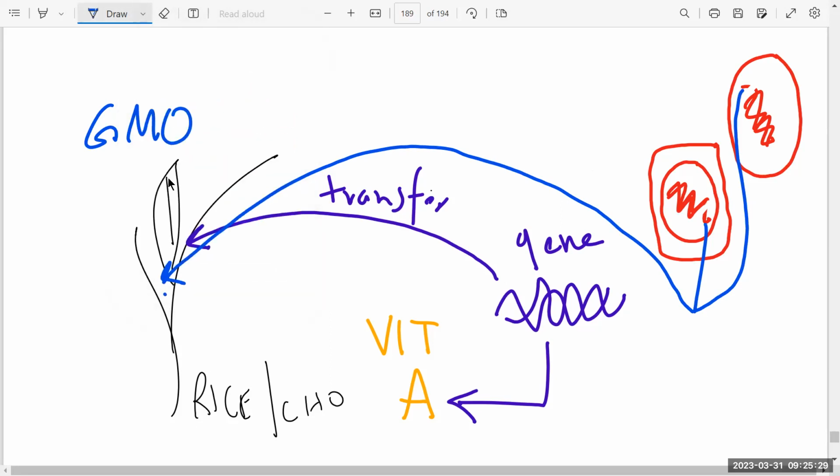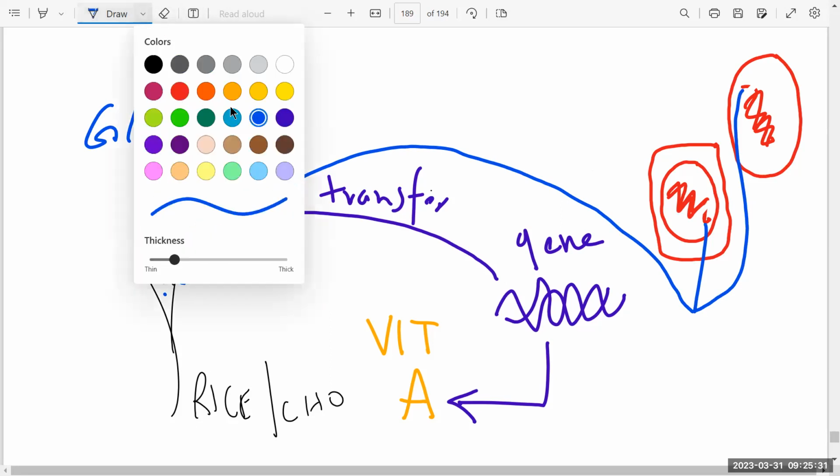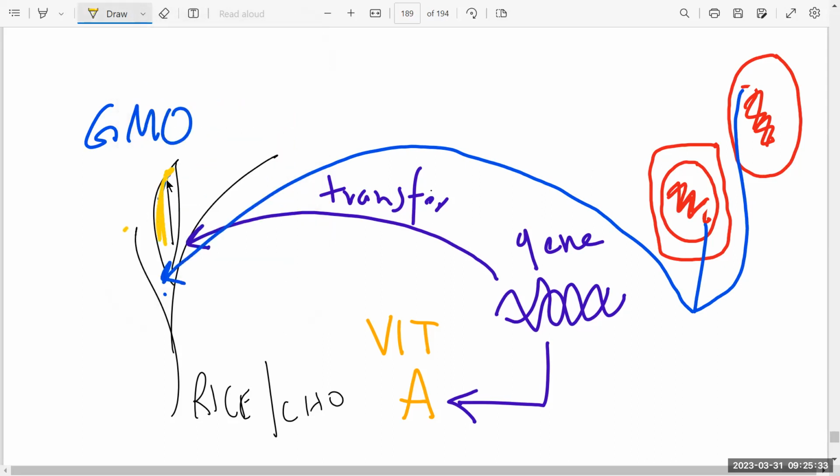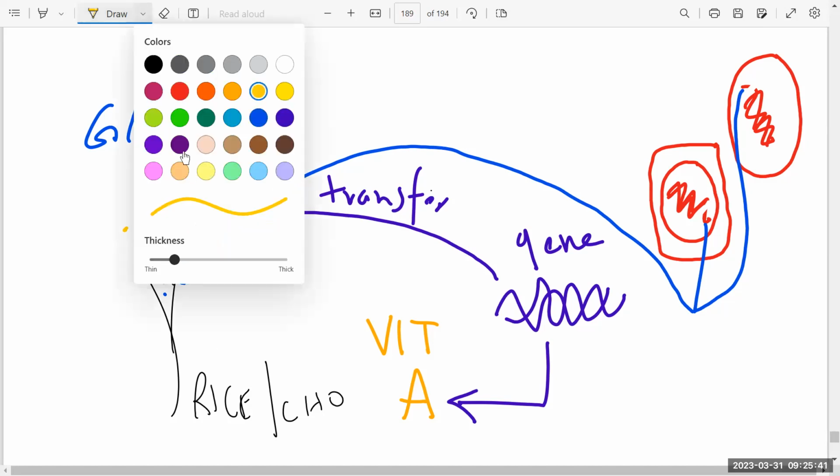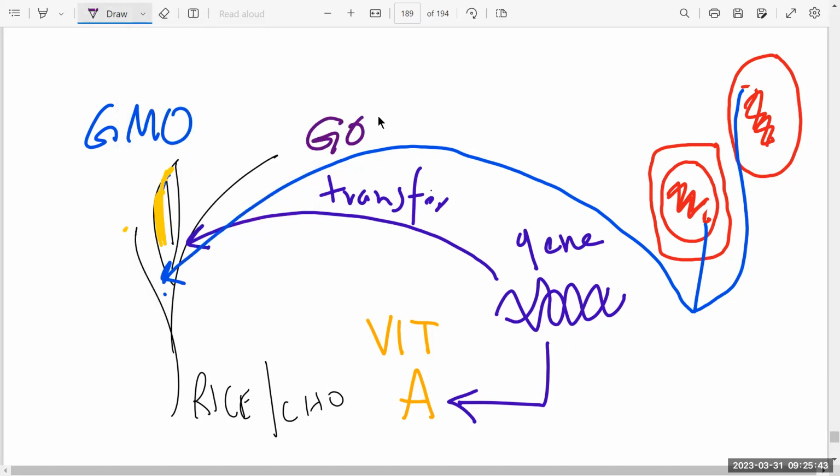Then the advantage is that the rice can now also produce vitamin A. So when people consume rice, they also get vitamin A. And this project was successful, and it is now called golden rice because of the color. The yellow colored rice is called golden rice.